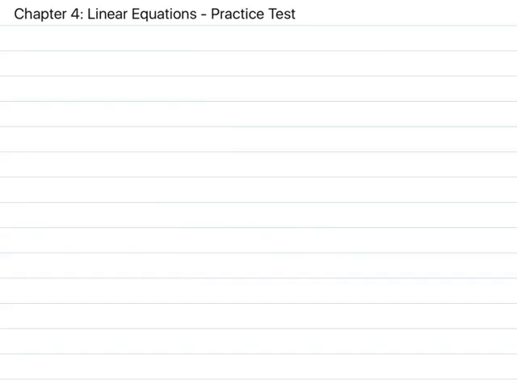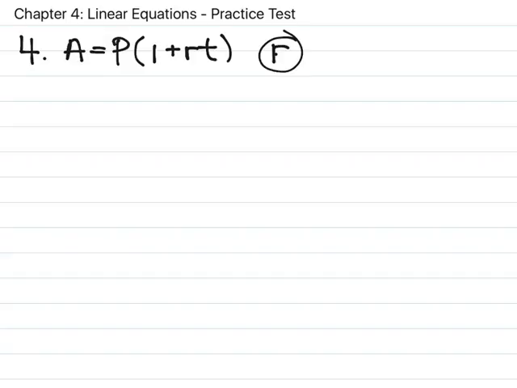Question 4. We're asked to rearrange the equation A equals P(1 plus RT), and we want to isolate for R. That's what we're trying to get. So I'm going to start by dividing both sides by P, because we're multiplying the right-hand side by it. This will give us A divided by P is equal to 1 plus RT.